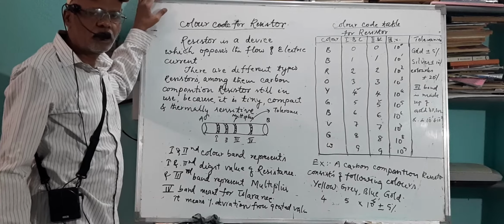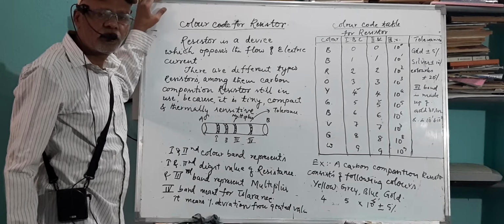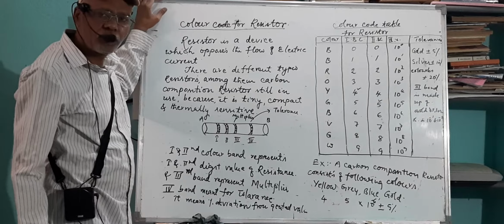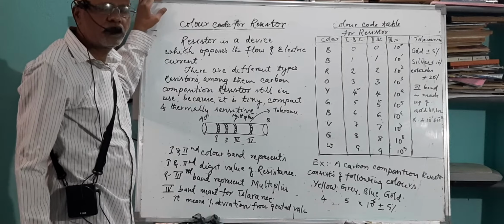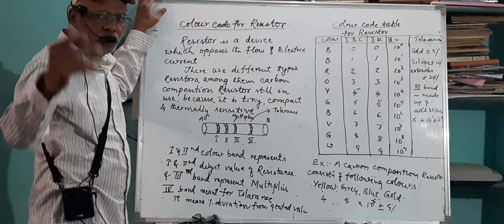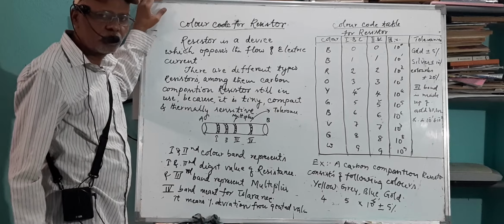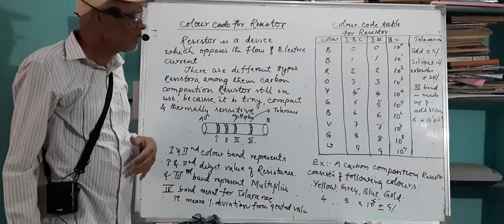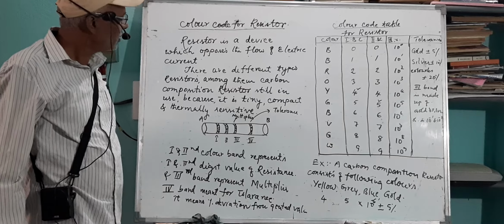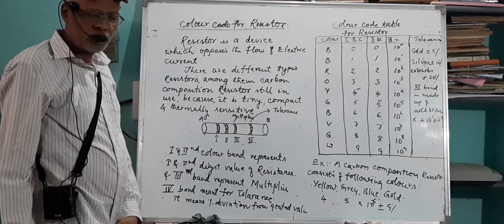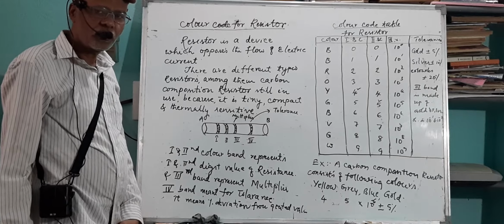Today, I would like to discuss the color code for resistors. As you are already familiar with the meaning of a resistor: a resistor opposes the flow of electric charge. Today, I would like to discuss the different types of resistors. There are four types of resistors.